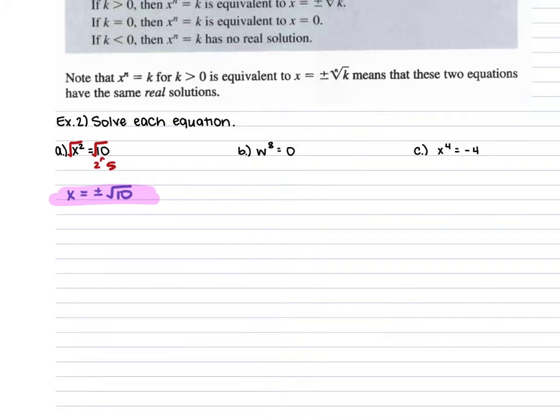For example B, we have w to the 8th power is equal to 0. So we're going to take the 8th root of both sides. Any root of 0 is just 0, so w is equal to 0. And you do not have to put the plus or minus in front of the 0 because 0 is neither positive nor negative. So again, it's just the 0. That's your answer for this one.